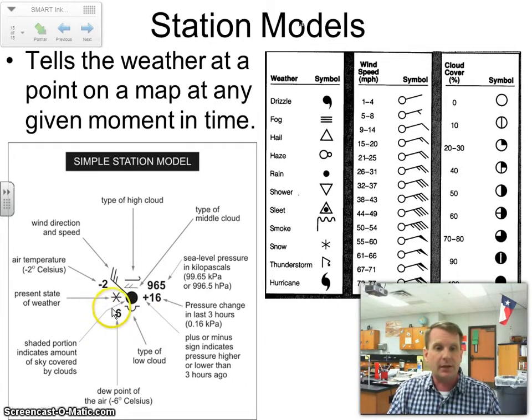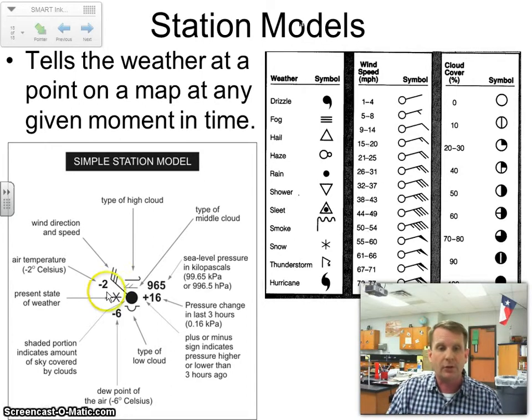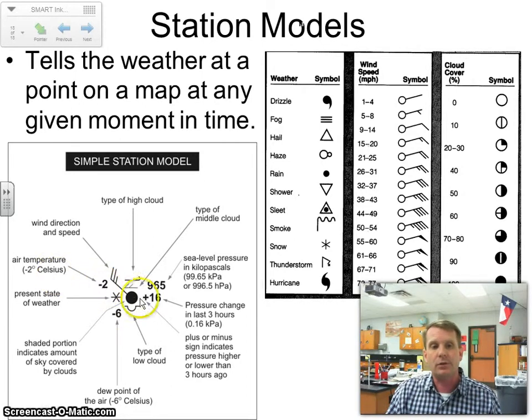Another thing you'll see down here is this little symbol, this little number, and that is going to tell us the dew point. The dew point is the temperature at which the air becomes 100% full of water. It cannot hold any more water in it, and you're going to start forming little bits of condensation on things. So we can see our air temperature is -2, so we're not quite at the dew point yet, but drop another 4 degrees and we'll start forming little drops of dew. Little condensation will start to form.